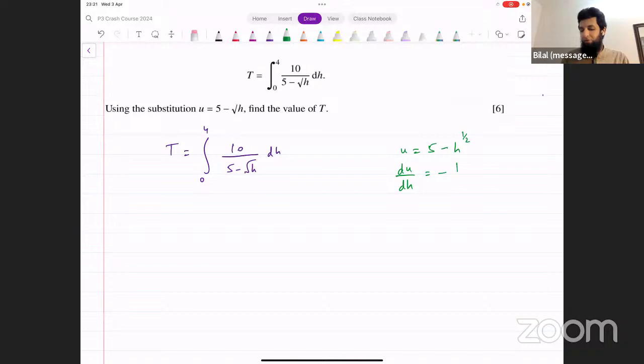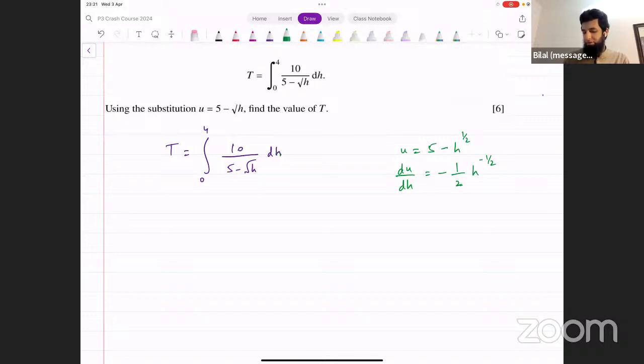Derivative of h raised to the power 1 over 2, that's 1 over 2 into h raised to the power minus 1 over 2. You've just applied the power rule here. Multiply by the power, subtract 1 from the power, right? And now you want to get rid of this dh as well. So you need to make dh the subject. If you make dh the subject, what does that give you?